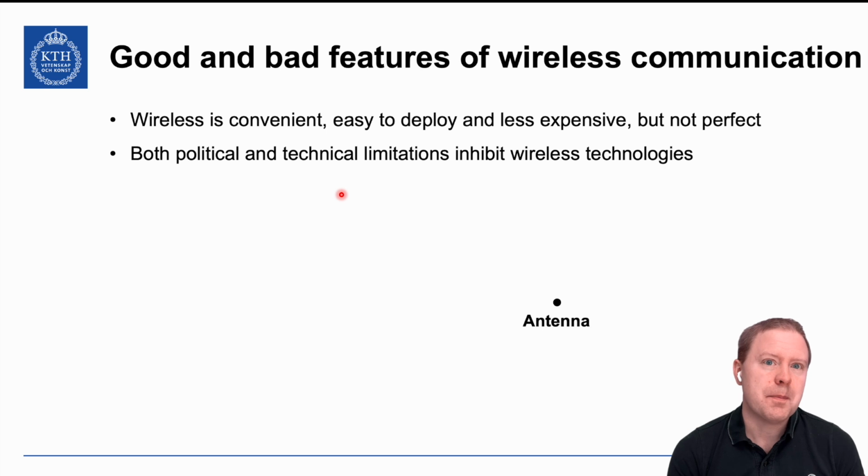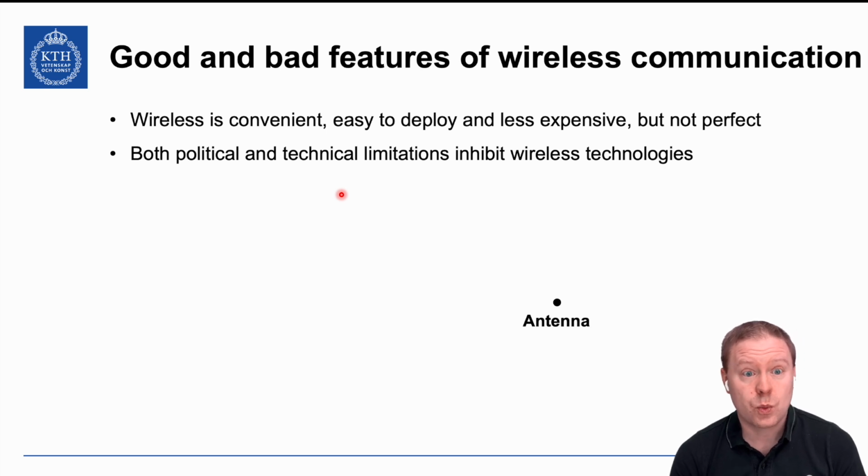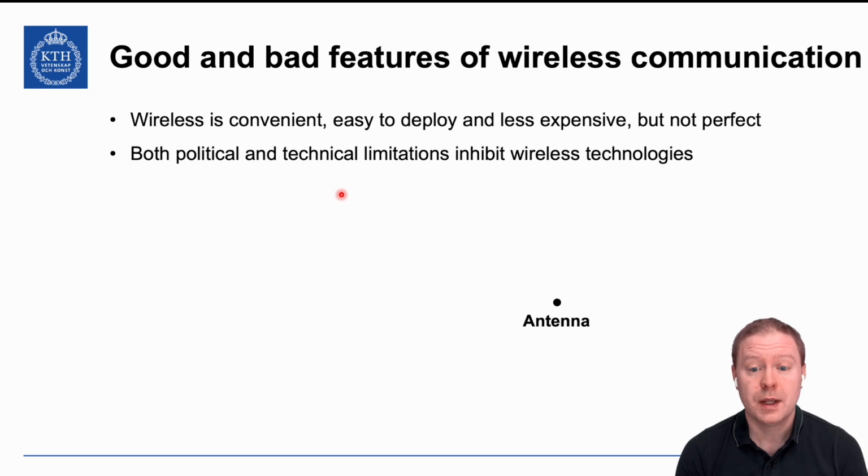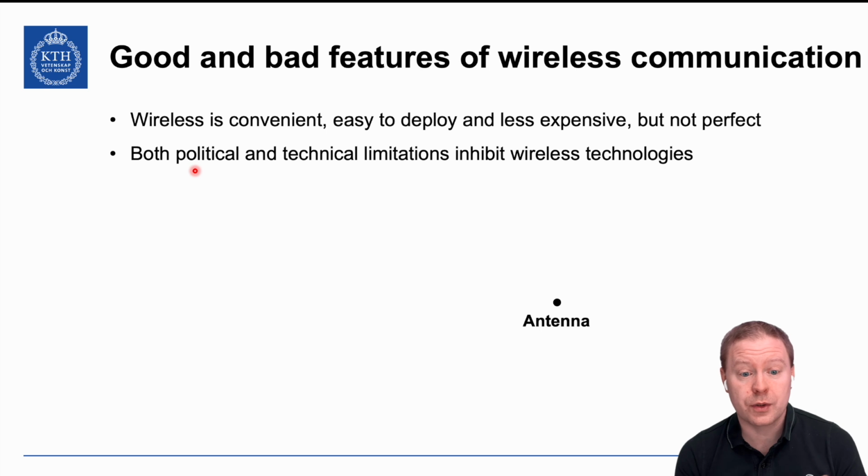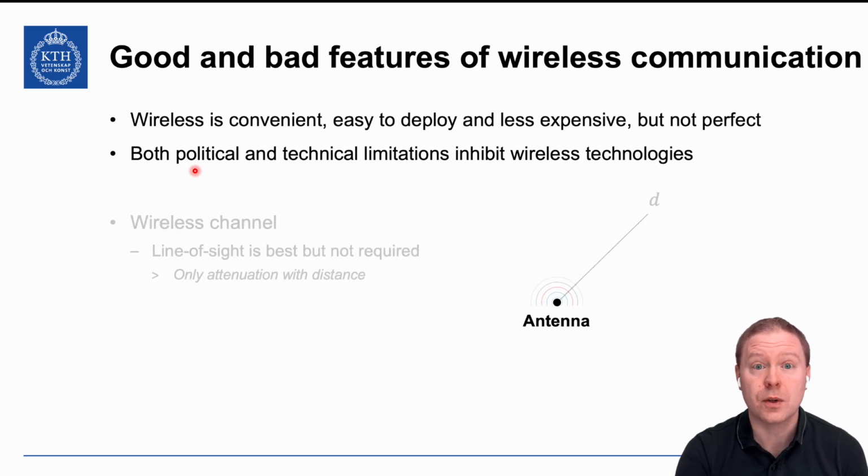So what are the good and bad things with wireless communication? Well, the good thing is that it's easy to deploy. We put out a transmitter and receiver, and we don't need to drag any cables between them. We can just operate anyway. And that makes it less expensive and very flexible because we can move around. But it's not perfect. So there are all kinds of issues that makes it challenging to build these kind of systems. And some of these things are political or technical that we need to overcome. And I will talk about some of these things throughout the rest of this video.